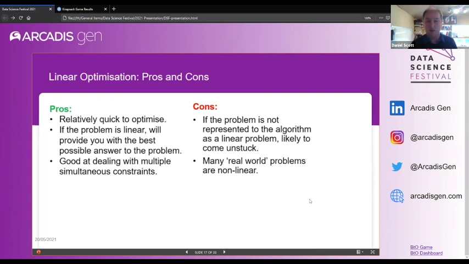On the downside, though, if the problem is not represented as a linear problem, they are likely to come unstuck. They will either give you a suboptimal answer, or they will just give up and go home. And unfortunately for us, many real-world problems are in fact non-linear. So again, unless you can find a clever way of offering those up to the algorithm, you may have to take linear optimization off the table as an option.